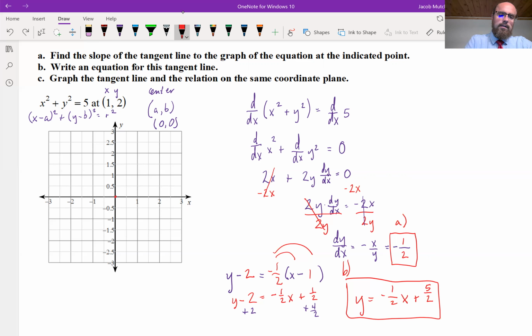Let's plot that. And then the second thing I need to graph is the radius. So the radius for this circle is going to be given by the square root of whatever number is there on the right. So my radius equals the square root of 5. Now, the approximate value for the square root of 5 is 2.236. So I can mark that out, 2.236. That's roughly 2 1/4. So I can mark it there.